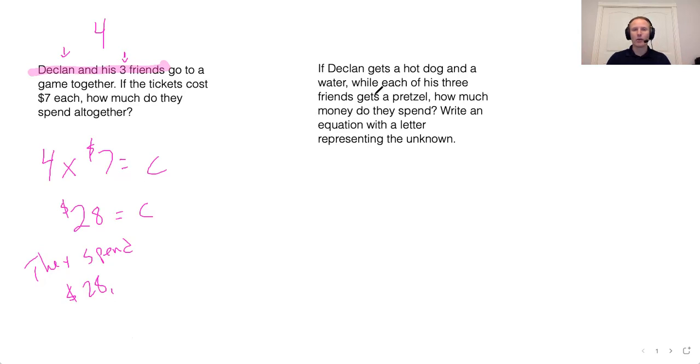The second part over on the right says, if Declan gets a hot dog and a water, while each of his 3 friends gets a pretzel, how much money do they spend? Write an equation with a letter to represent the unknown. And so let's put a price list over here.